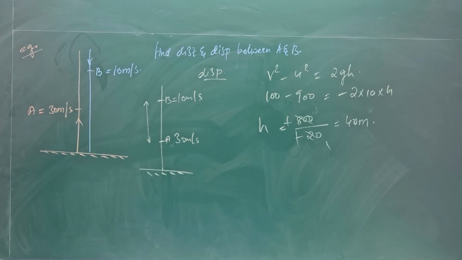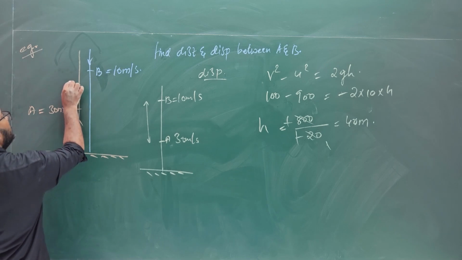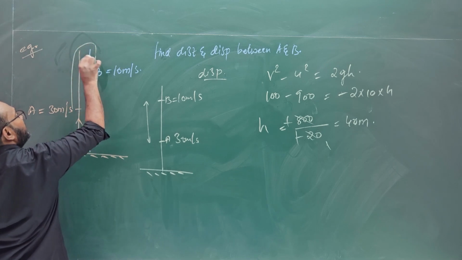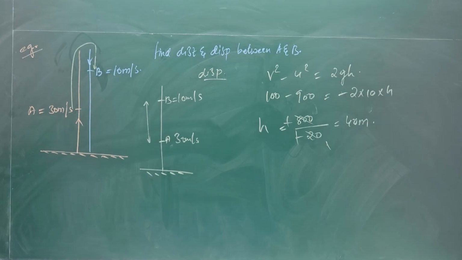Okay, now the next is what? He is asking you the distance. Distance means from here to reaching back here, right? Yes or no? Then how to calculate that? What did you use? Final velocity as 0. Okay, shall I rub this one?